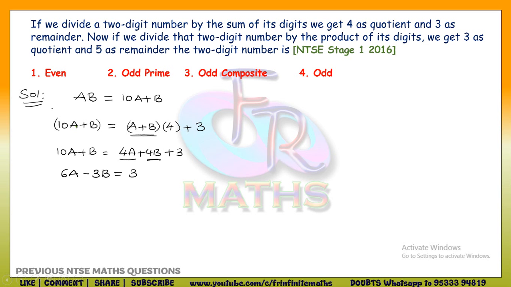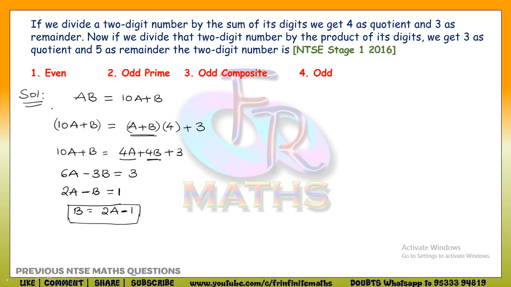Now if you observe, every term contains multiples of 3. So when I take 3 as common and cancel, I can write 2A minus B is equal to 1. Now from this I can change it as B is equal to 2 times A minus 1. So I am converting one variable in terms of the other variable, writing B in terms of A. This is the first condition that he has given.